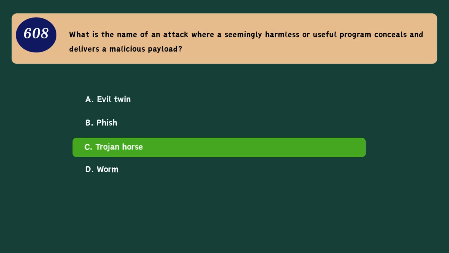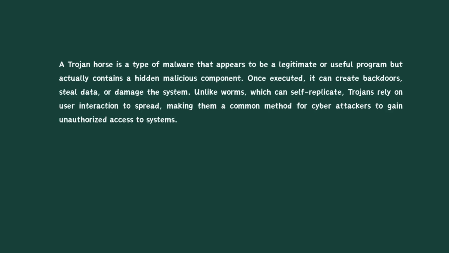Correct answer: C. Trojan horse. A Trojan horse is a type of malware that appears to be a legitimate or useful program, but actually contains a hidden malicious component. Once executed, it can create backdoors, steal data, or damage the system. Unlike worms, which can self-replicate, Trojans rely on user interaction to spread, making them a common method for cyber attackers to gain unauthorized access to systems.